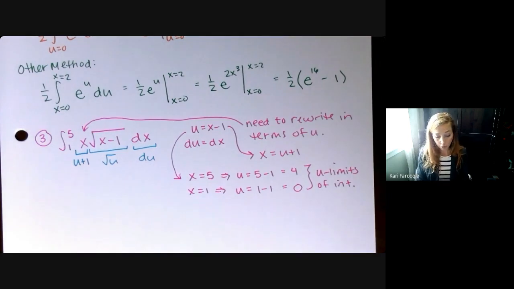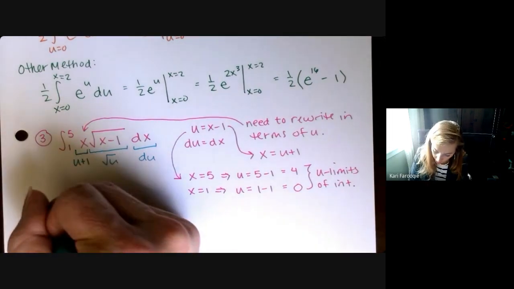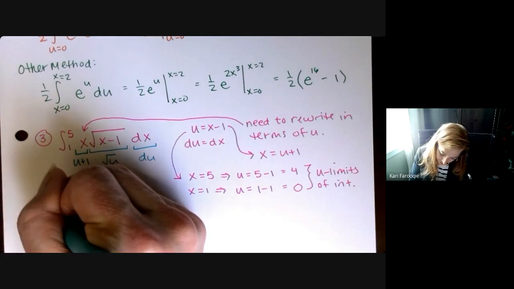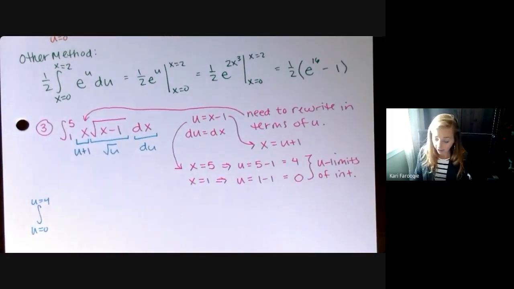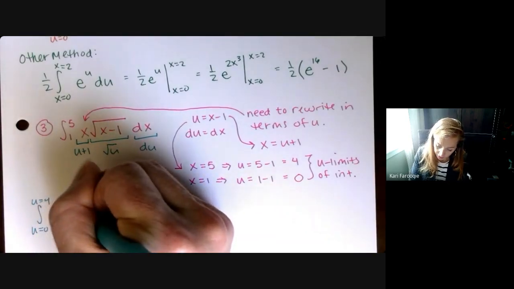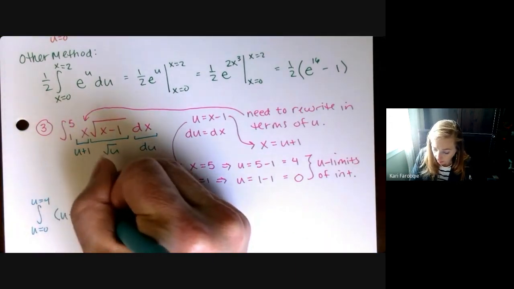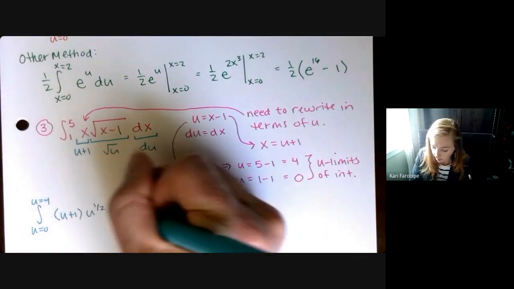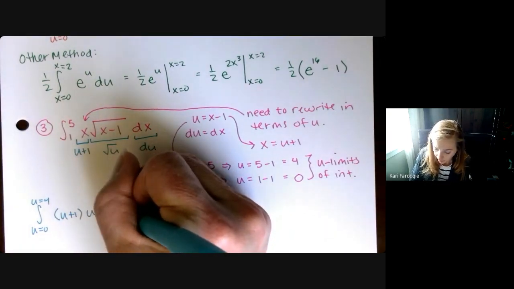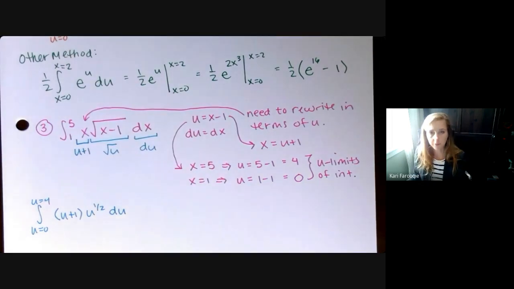Now I can rewrite the whole integral in terms of u. So instead of going from x equals 1 to x equals 5, I'm going from u equals 0 to u equals 4. The x is getting rewritten as u plus 1. Don't forget your parentheses because it's more than one term. And then the square root of x minus 1 is u to the 1/2, which is just your square root of u, just rewriting it into something that's going to be easier to work with. And then du. Everything's in terms of u now. It has officially become a 6.4 problem, FTC.